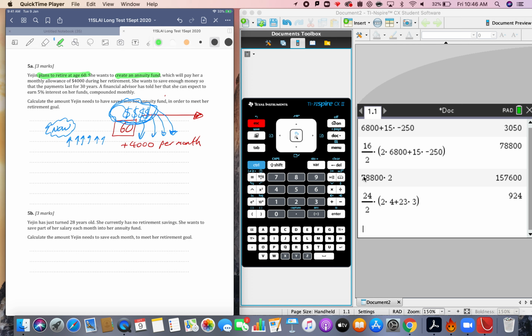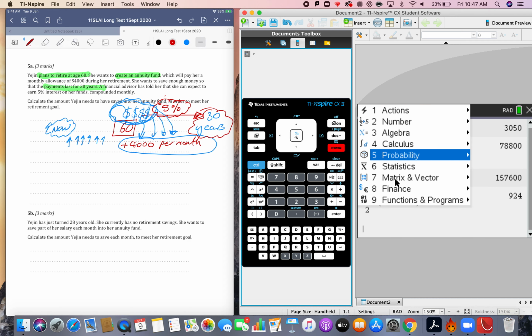She wants to save enough money so that the payments last for 30 years. So basically we need 30 years' worth of payments, and notice it's $4,000 per month. So we're going to have quite a bit of cash saved. The financial advisor tells us she can expect to earn 5% interest on her funds. So whatever she's got, there's a bit of interest each year going into the big pot of money, but she's taking out 4,000 per month. So eventually the money's going to run out, but she wants it to run out 30 years after she retires. Okay, so let's get the finance solver open and see what we might do.